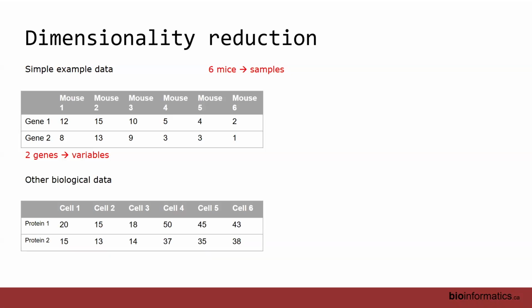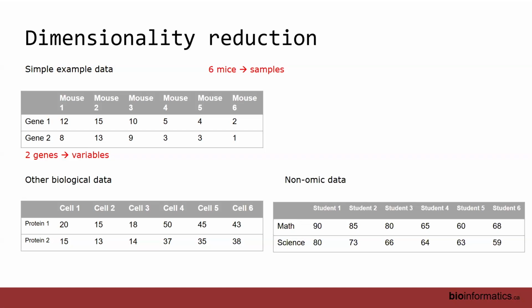And again, this is not restricted to microarray data. We can have a single cell proteomics data set. Okay, here, what are our variables? Yeah, proteins. And we're measuring them in individual cells. So cells are our samples. And this issue of dimensionality reduction is a very broad problem. It's not restricted to biology in any way.